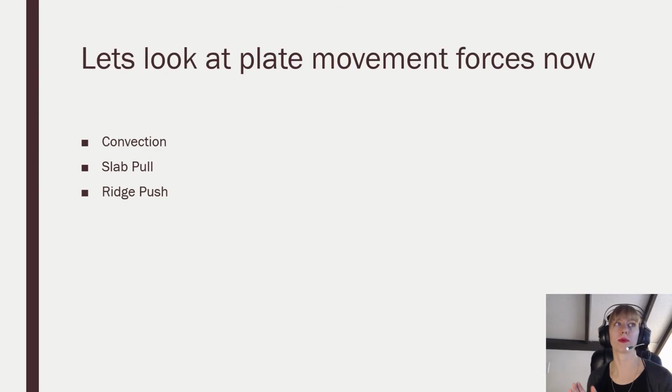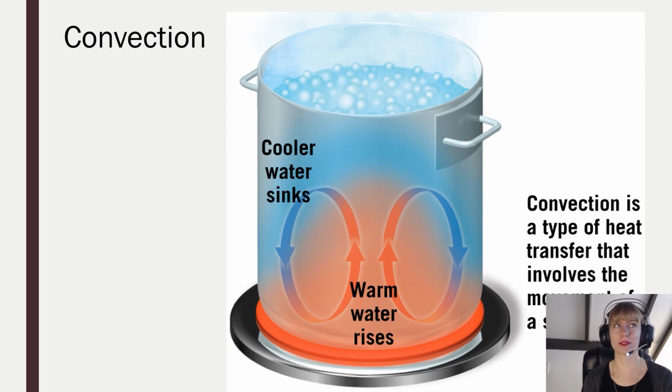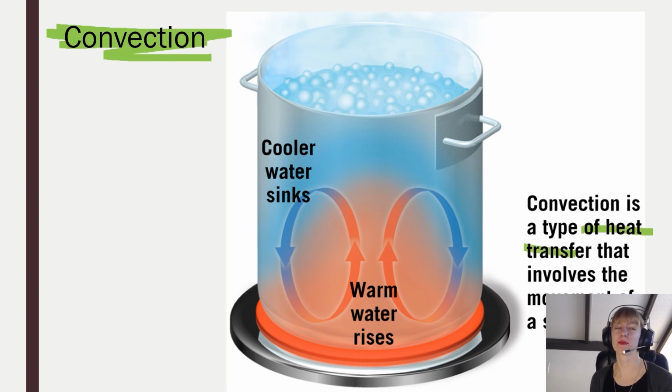So plate movement forces include convection, slab pull, and ridge push. So we know water boils, and we know how water boils. We know that warm water rises and cold water sinks, and this is known as convection. I hope at least we all learned what convection was in chemistry class. It is a type of heat transfer that involves the movement of less dense warm water up and more dense cold water down. Okay, and it forms a current.